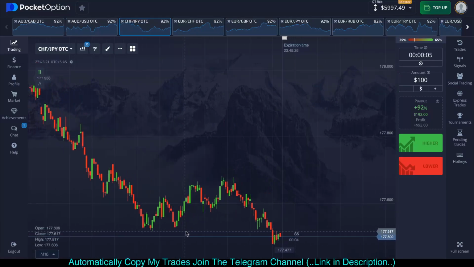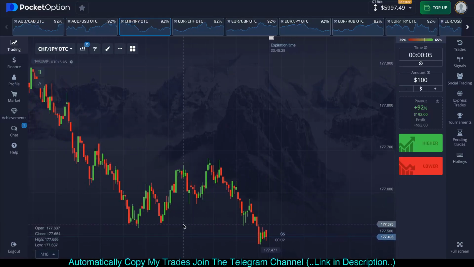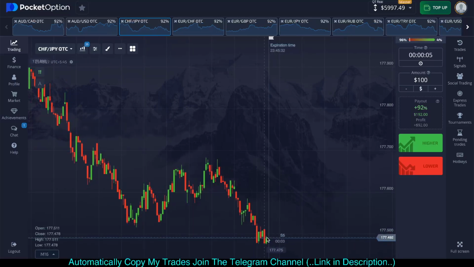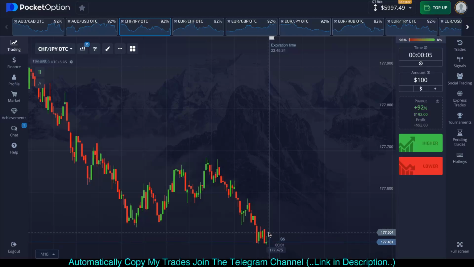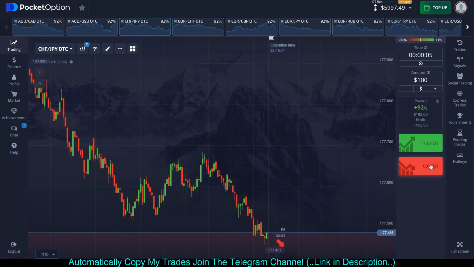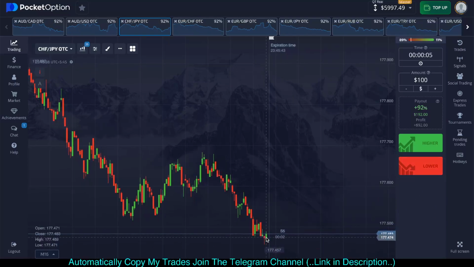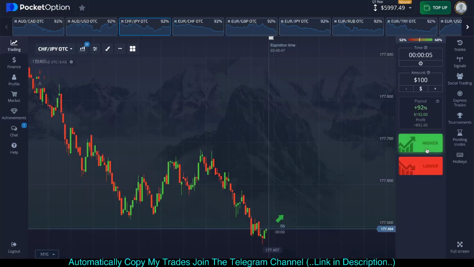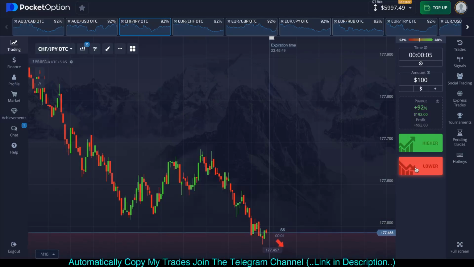Here you can see, here is the support area. And the market is again trying to make a range bound here. It is trying to consolidate here, so you can make a trade by clicking on lower at this point. Or if it is falling straight down, you can also make a trade by clicking on lower in that case. Here you can see the market is trying to struggle here, so if it comes here, I will immediately make a trade by clicking on lower.